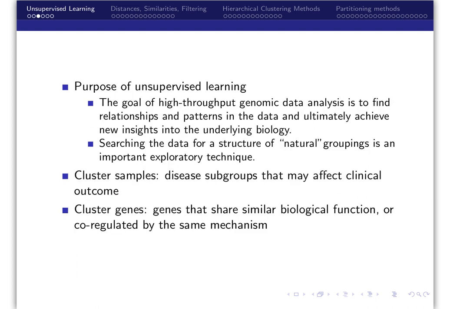Since the goal of high-throughput genomic data analysis is to find relationships and patterns in the data and ultimately achieve new insights into the underlying biology, unsupervised learning methods have been readily applied. In general, searching data for a structure of natural groupings is an important exploratory technique. For high-throughput genomic data, we may want to cluster samples, or in other words, identify disease subgroups that may affect clinical outcome. Or perhaps we want to cluster genes, to identify genes that share similar biological functions, or identify genes co-regulated by the same mechanism.